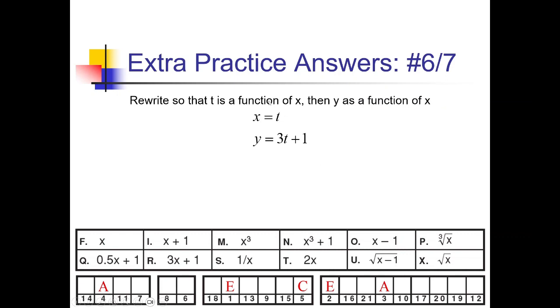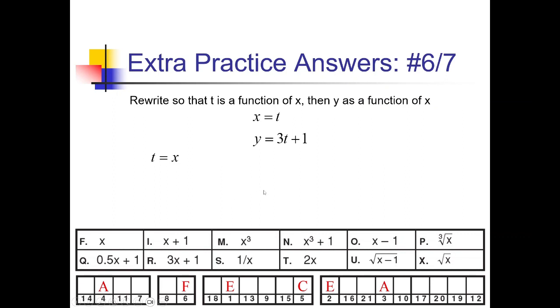If I'm writing t as a function of x, I just have to isolate t in the x equation, which is already isolated. So we just have t equals x. And the expression x is this F right here. So that's going in spot 6. So really not a whole lot going on with that one.